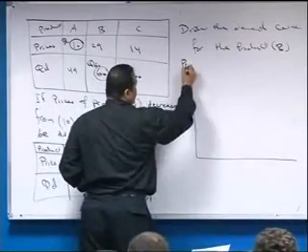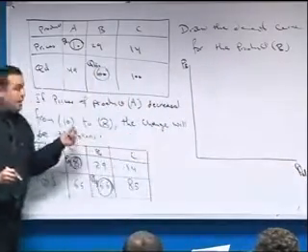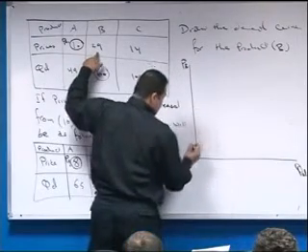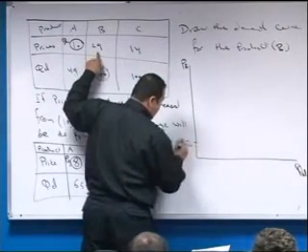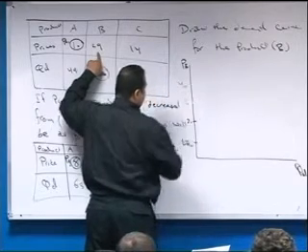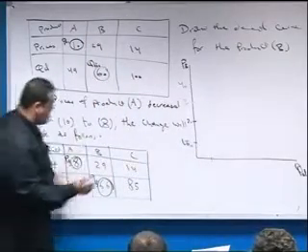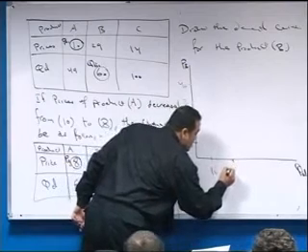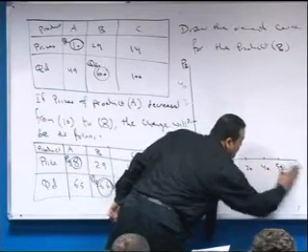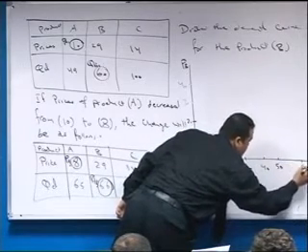This is the price of B and the quantity demanded of B. The original price of B is 29. Suppose the price axis is 10, 20, 30, 40, and the quantity demanded of B is 10, 20, 30, 40, 50, 60, 70.